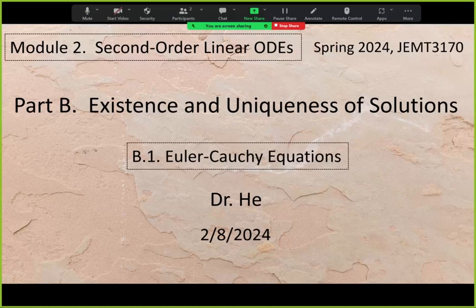Part B, our second topic: existence and uniqueness of solutions. B.1, Euler-Cauchy equations, a special second-order linear ODE. So we call it the Euler-Cauchy equation.